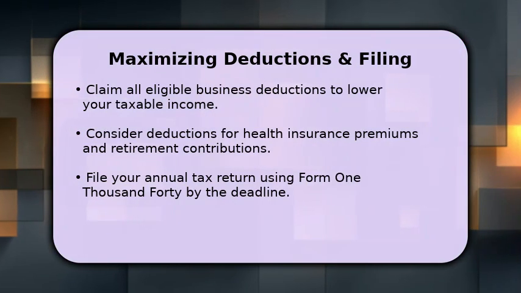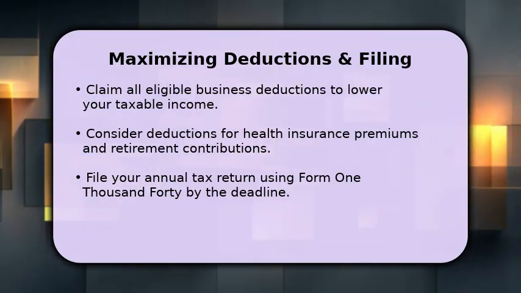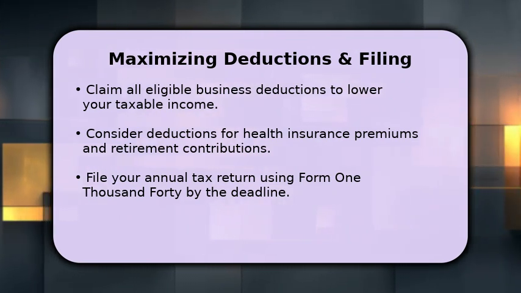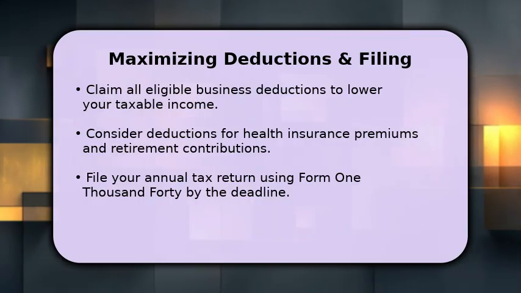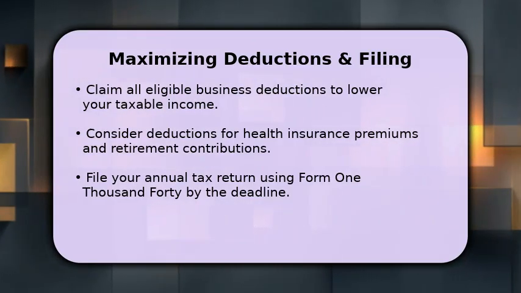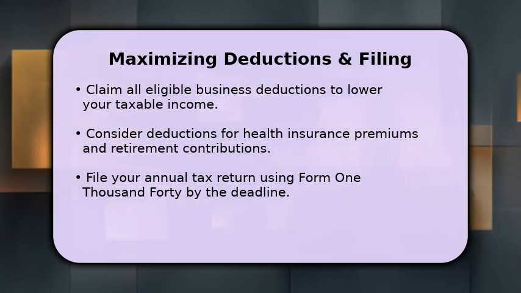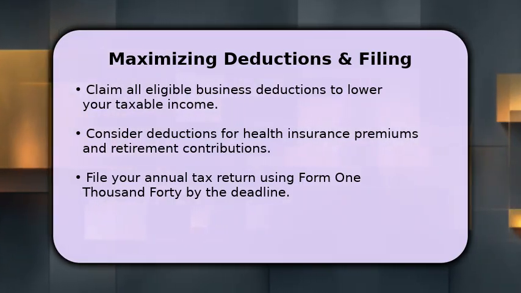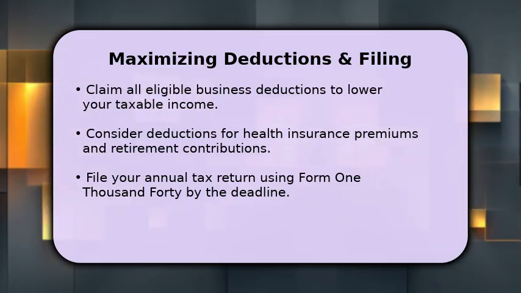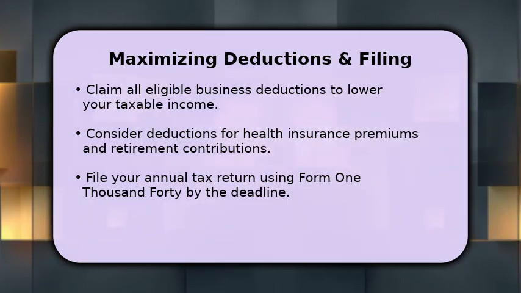Finally, maximize your deductions. Common deductions include home office expenses, business mileage, and professional insurance. Don't forget to explore deductions for health insurance premiums and contributions to self-employed retirement plans, like a SEP IRA. Once all your income and expenses are accounted for, complete and file your annual tax return using Form 1040. Remember to submit all necessary schedules by the tax deadline to avoid penalties.